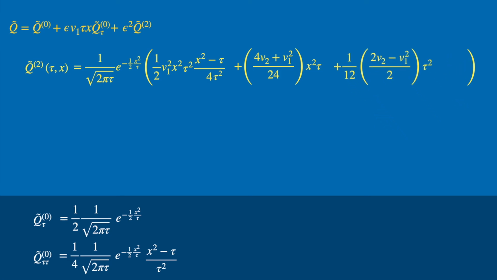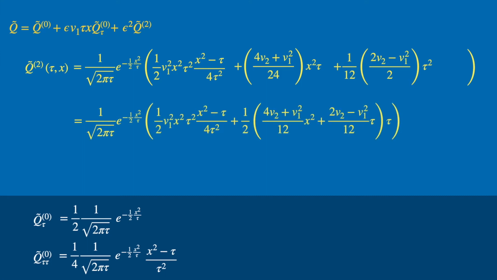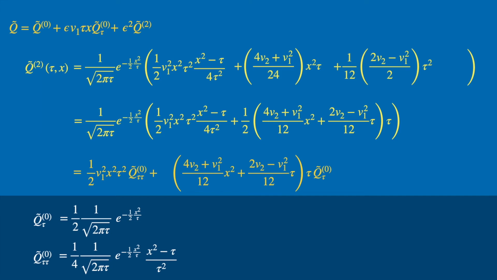Next, we factor out 1 divided by 2 and tau in the last two terms. This 1 divided by 2 is needed so that we can replace it by the first derivative. The first term now, when multiplied by the normal density outside the brackets, is a scaled version of the second derivative of tilde Q naught, and the second term is just a scaled version of the first derivative of tilde Q naught. We can substitute this expression for tilde Q2.